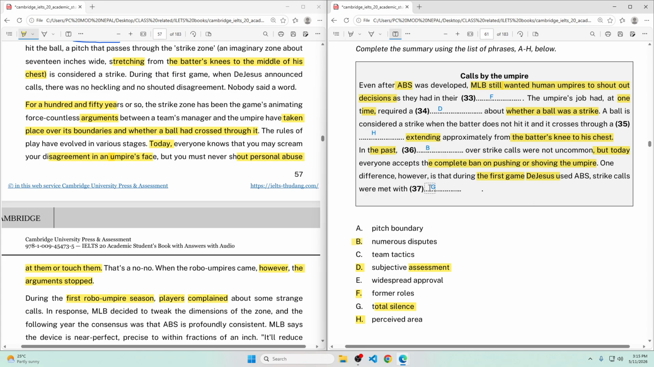For example, look at question number 37. If I had looked at however, one difference, I could have found this answer long ago. Instead, I was looking for the meaning of the sentence. If I could have just gone with however, my life would have been so easy.